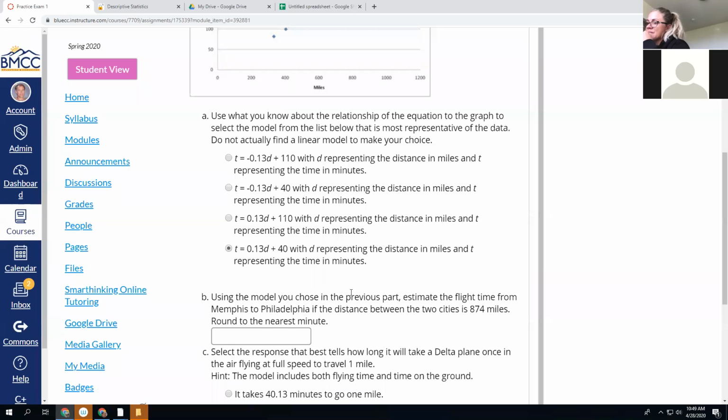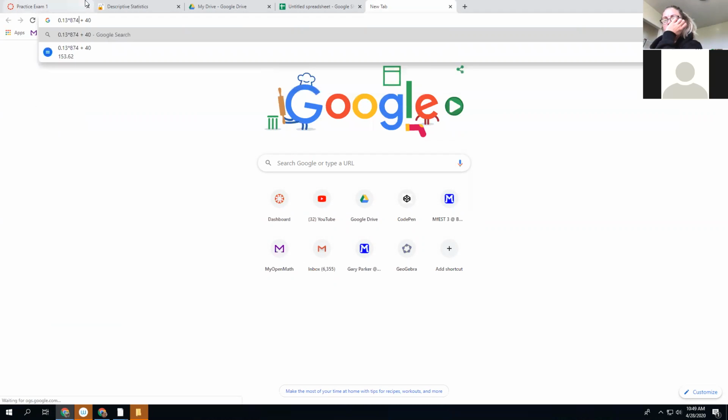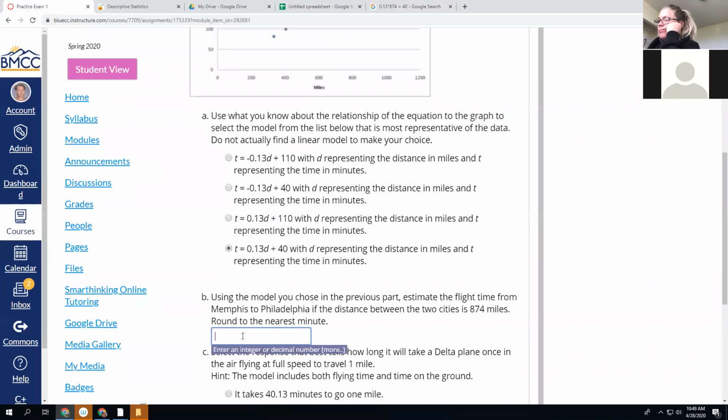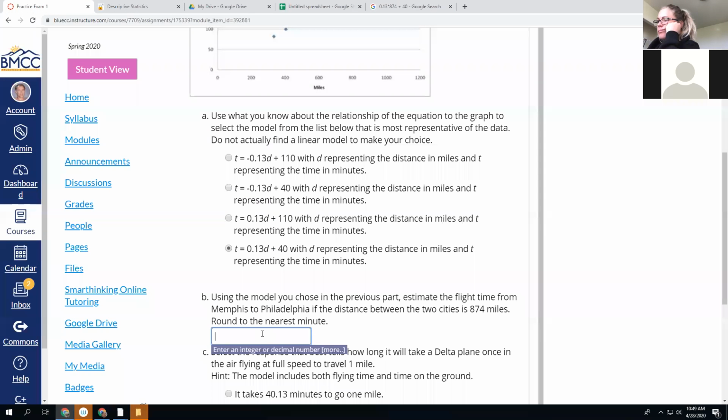Use the model you chose in the previous part to estimate the flight time from Memphis to Philadelphia. They're just asking me to take the 874 and plug it in for the distance here, make that calculation. I'm just going to do that for fun. Copy that 874 into a calculator, and times 874, I'm going to get 153.62. I wanted to plug that to the nearest minute, so 154.